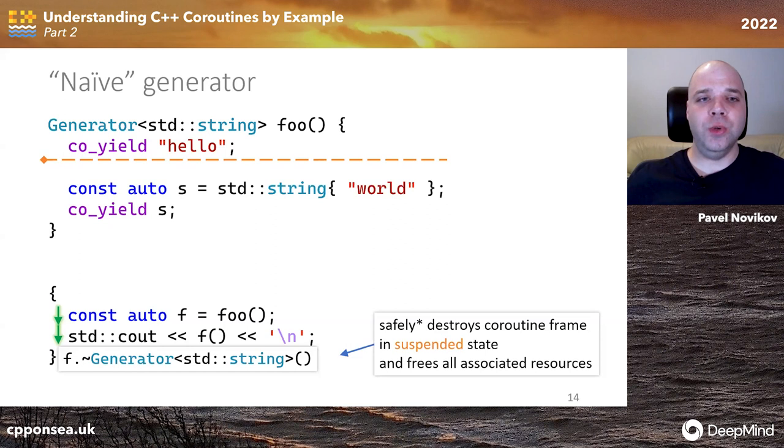So if you, for example, open a connection to a database and don't close it in RAII style, it may happen that you destroy your coroutine before closing the connection manually, and this will leak the connection, because a connection, for example, is just another resource. So destruction of a coroutine is safe if the coroutine is in suspended state and all the resources are managed in RAII style.